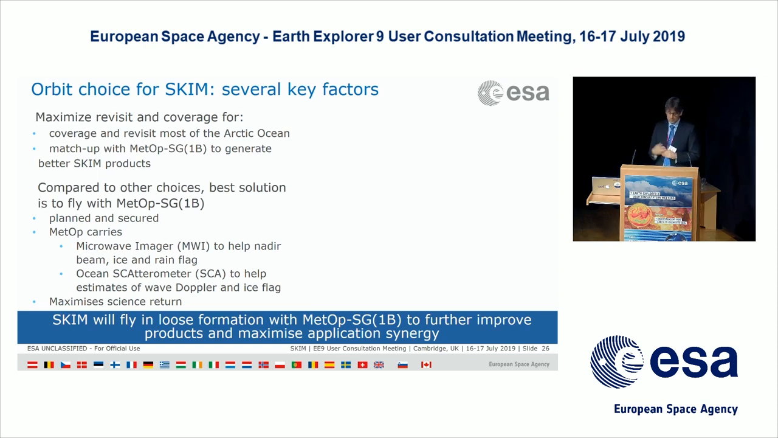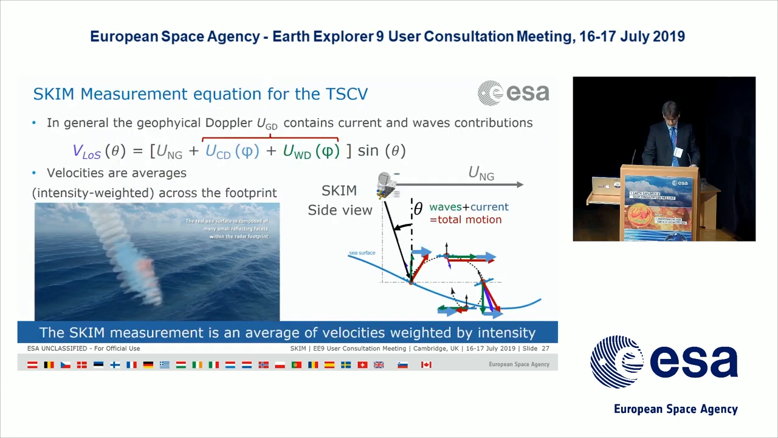Now, I will have to explain for the next requirements beyond the orbits, we have to look at the SKIM measurement equation for the total surface current velocity. And basically, what we're measuring is a Doppler velocity, a geophysical Doppler velocity, UGD, that contains, as shown in the animation, the current contribution, which I have noted here as UCD in blue, and the wave Doppler contribution in green. I also have to mention the non-geophysical Doppler velocity, which is this gray term here.